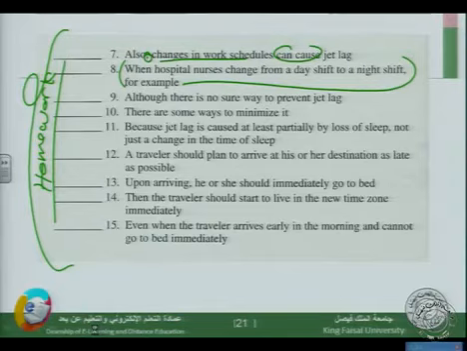Number nine, although there is no sure way to prevent jet lag. What does it mean? Is it complete or incomplete? Is it correct or an error? Is it dependent or independent? So please do all of these exercises by yourself.